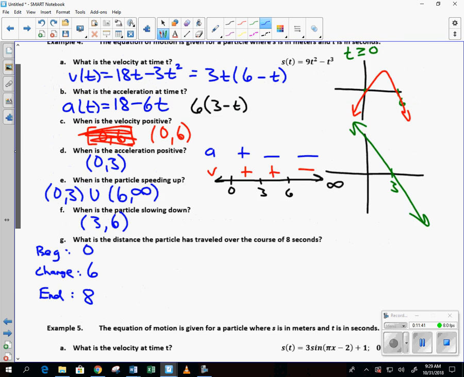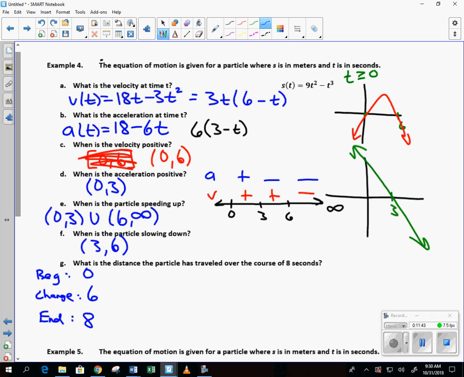We determine change by looking at the velocity function where it's equal to 0. See that the velocity is equal to 0 at 6. The object is moving in the positive direction. The object is moving in the negative direction. Okay, so we need to figure out the position. How do we figure out the position? Plug it in the calculator. Where do I plug it into? This guy right here.